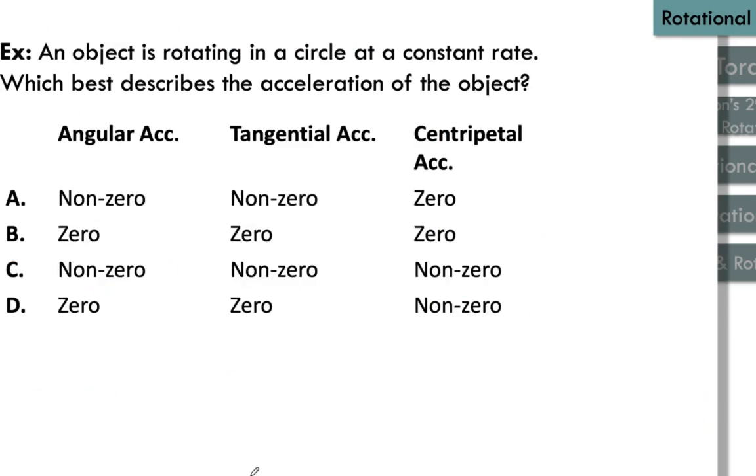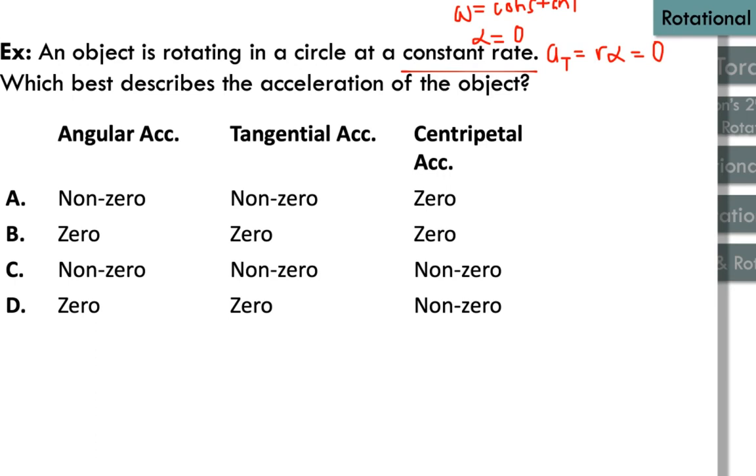Okay, so let's apply this to an example. In this concept example, we have an object that is rotating in a circle at a constant rate. If the rate of rotation is constant, that means omega, our angular velocity, is constant. If our angular velocity is constant, our angular acceleration is equal to 0. If angular acceleration is equal to 0, that means our tangential acceleration is equal to 0, as tangential acceleration is the radius of that circular path times the angular acceleration. So that's also going to be equal to 0.